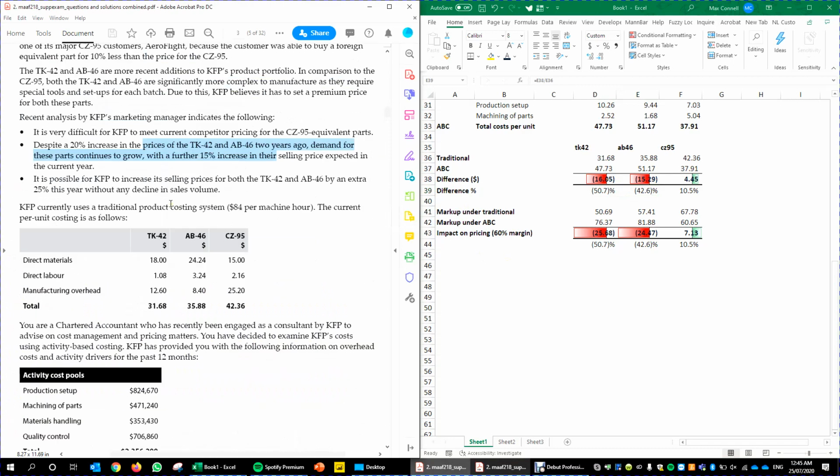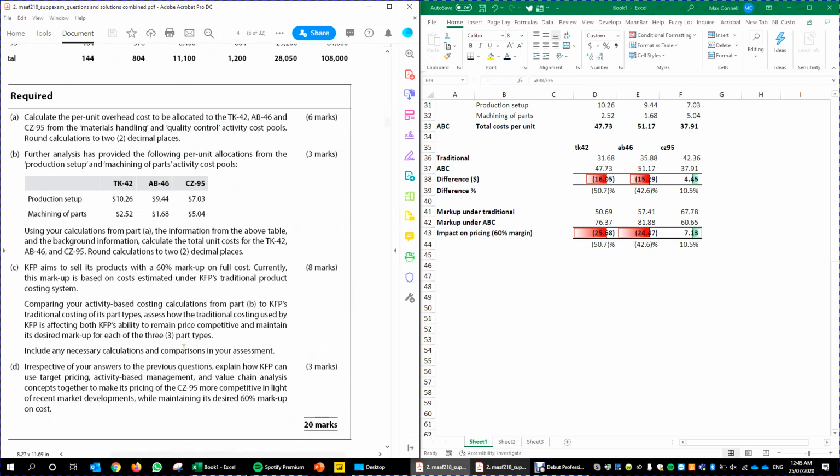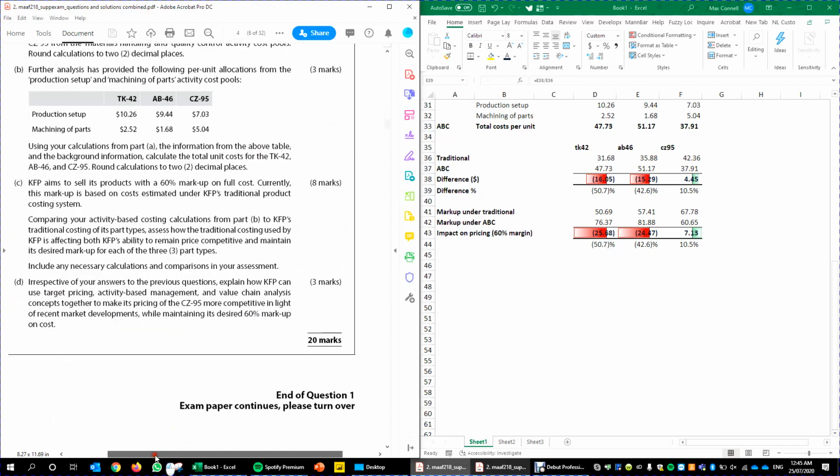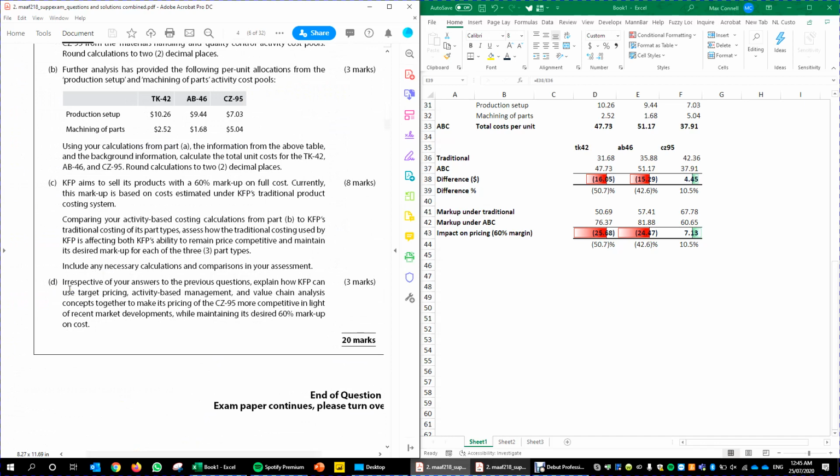Okay, so last part is D. So irrespective of your answers to the previous questions, explain how KFP can use target pricing, activity-based management, and value chain analysis concepts together to make its pricing of CZ95 more competitive in light of recent market developments while maintaining its desired 60% markup on cost.